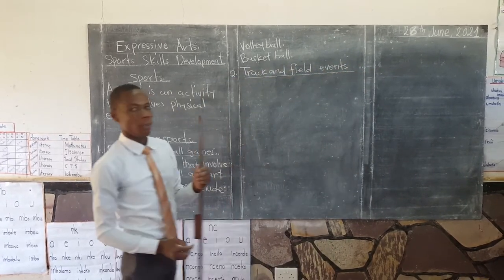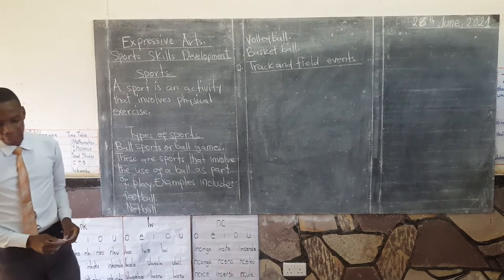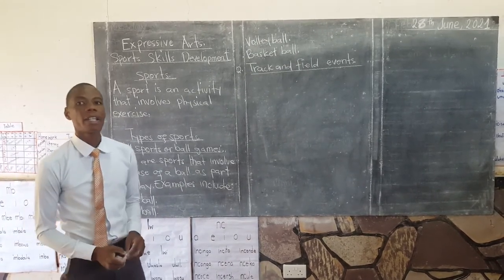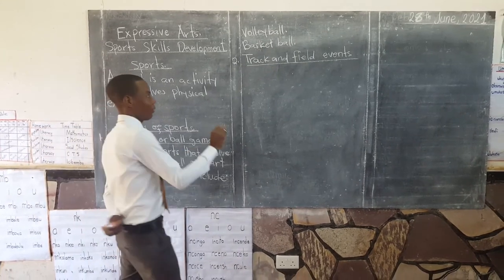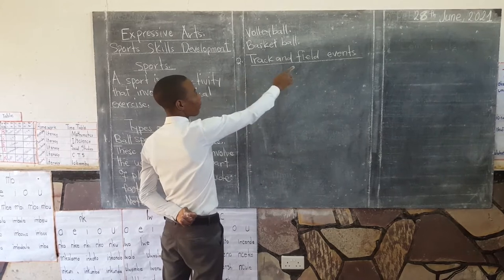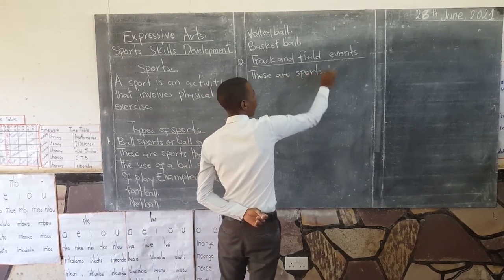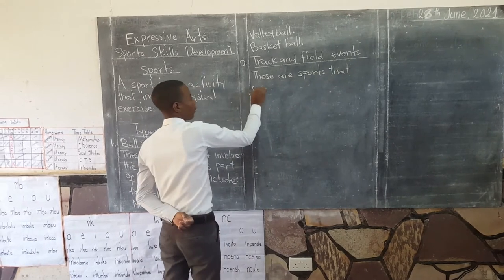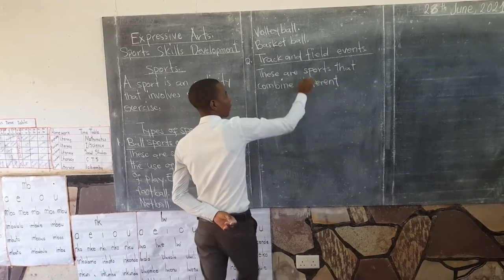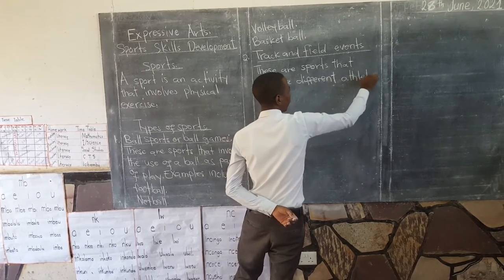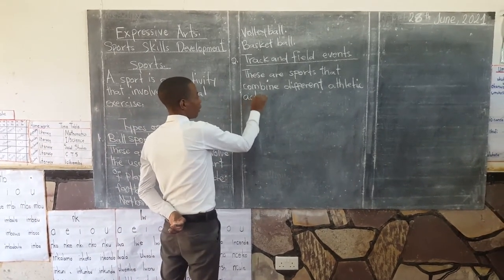What are these track and field events? We are saying these are sports which combine various athletic activities. These are sports that combine different athletic activities. I'll explain more. So, track and field events, we're saying these are sports that combine different athletic activities.